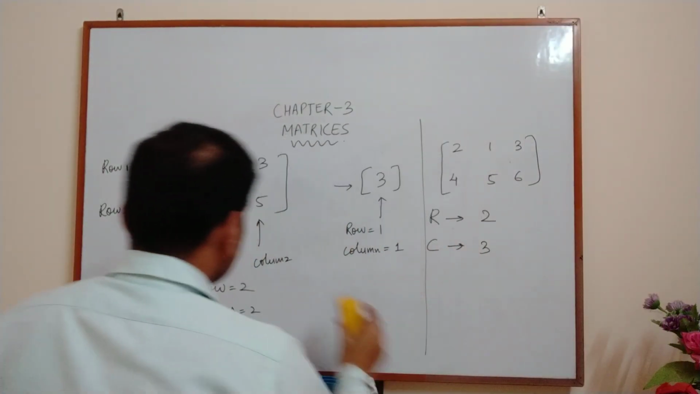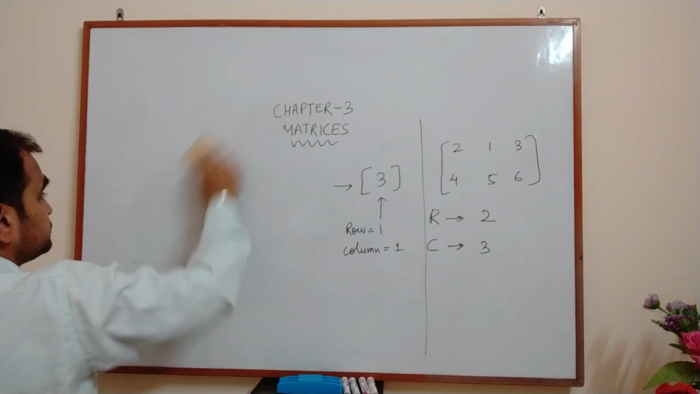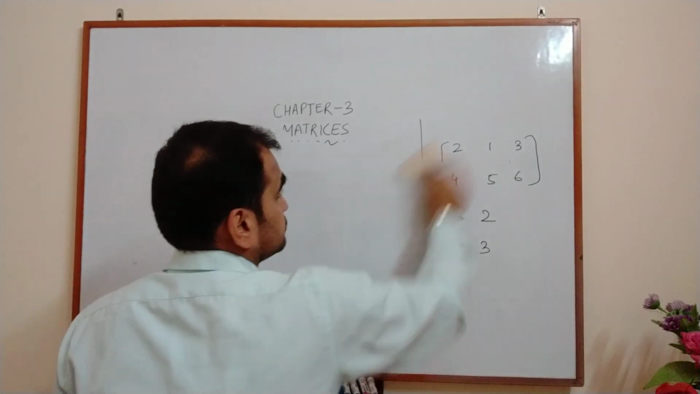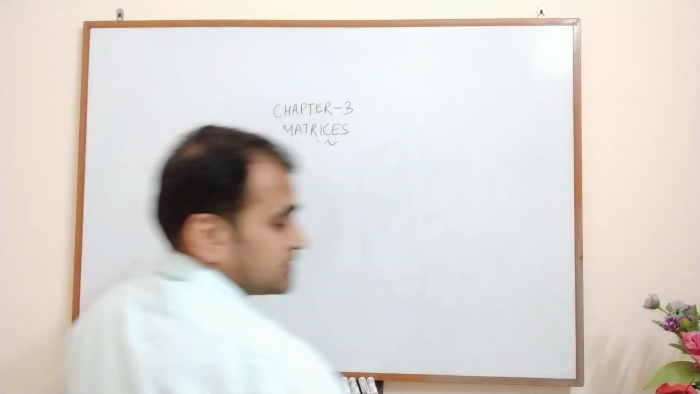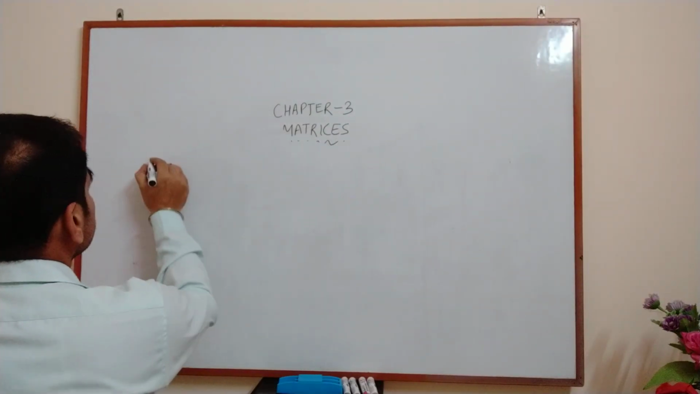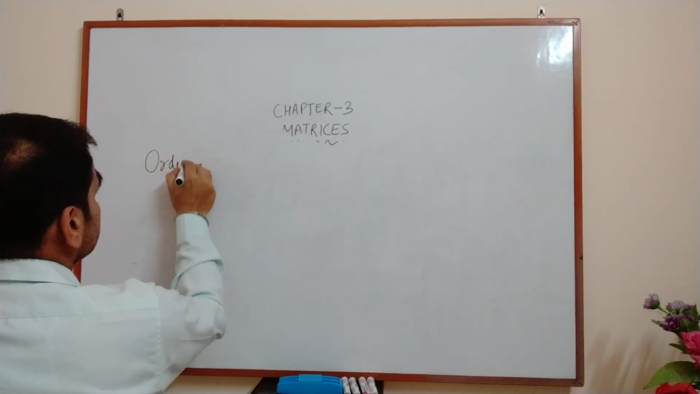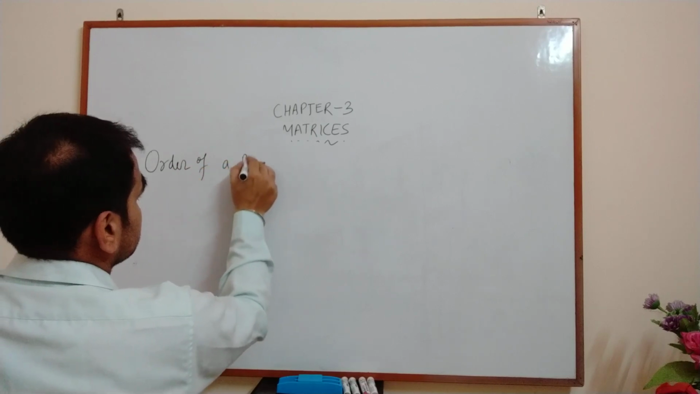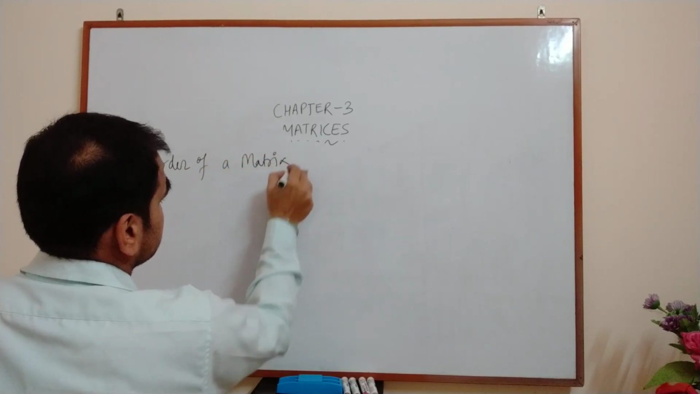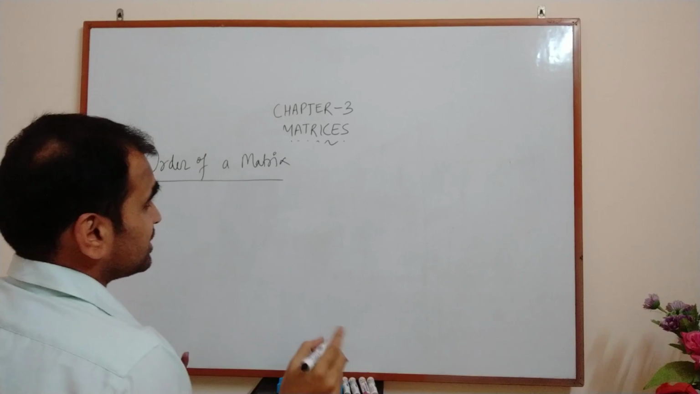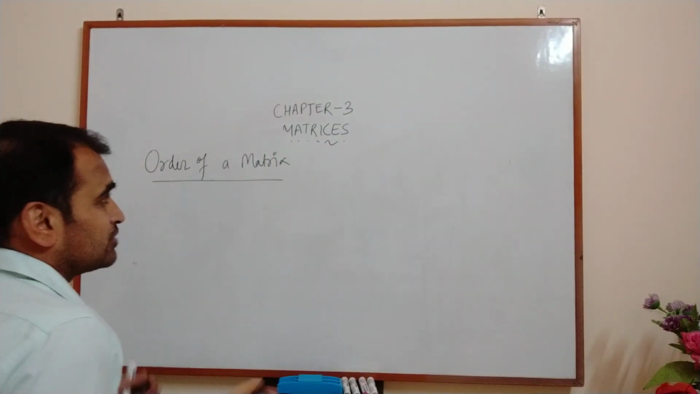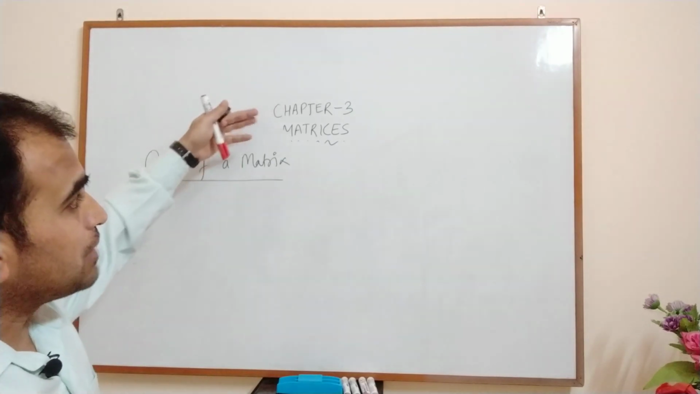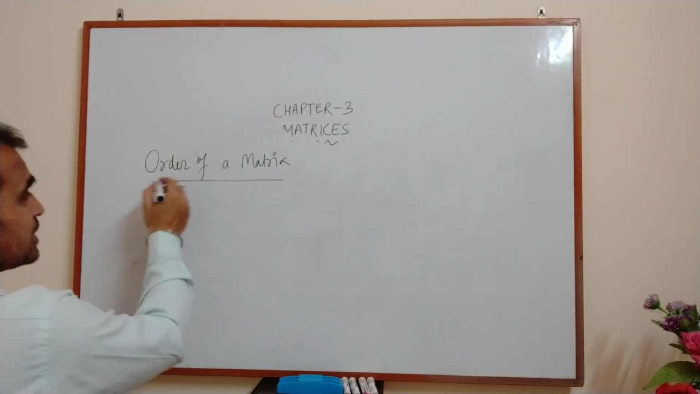Next we have the order of a matrix. If there is a single matrix, then we call it a matrix. If there are multiple matrices, more than one, then it is simply called matrices. Now what is order?